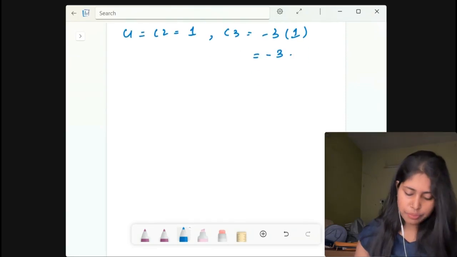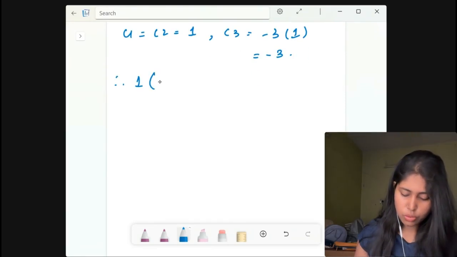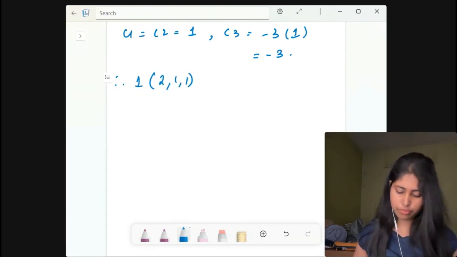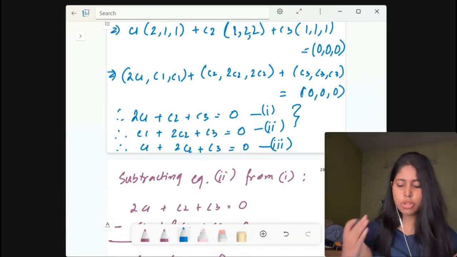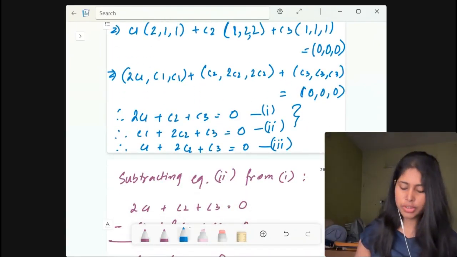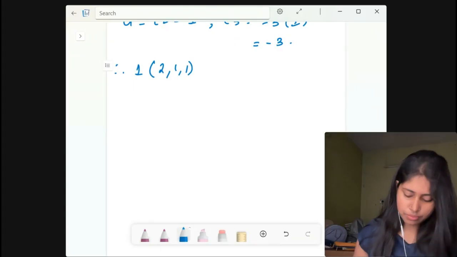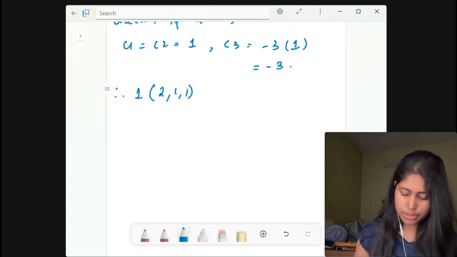Now if you check, which is therefore 1 into 2 comma 1 comma 1, that was the first part, right? Yes, 2 comma 1 comma 1, then 1 comma 2 comma 2, then 1 comma 1 comma 1. Okay, so let me write it again, plus 1 because C2 is again 1.